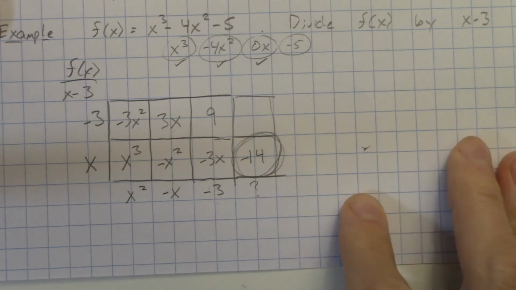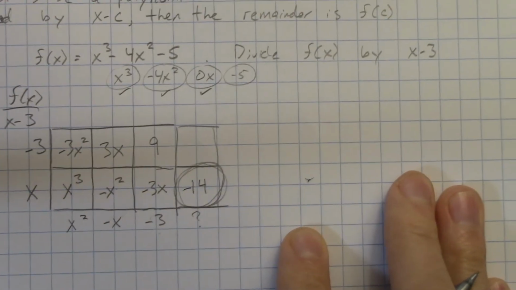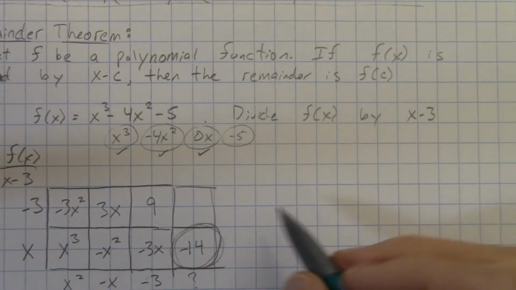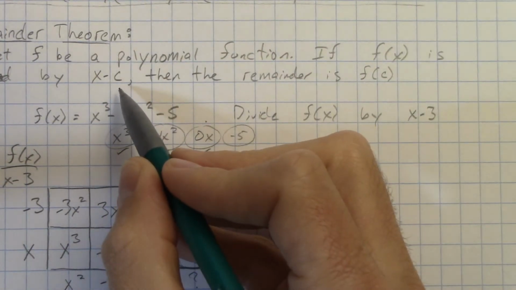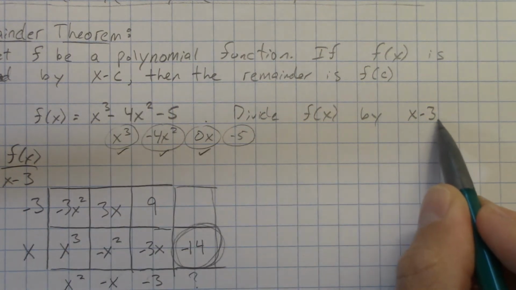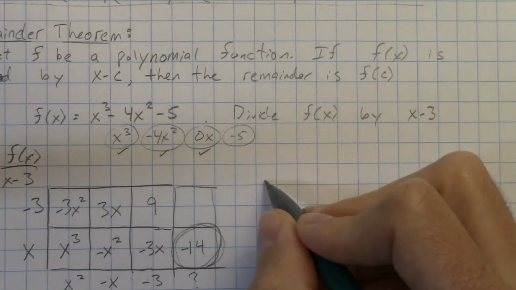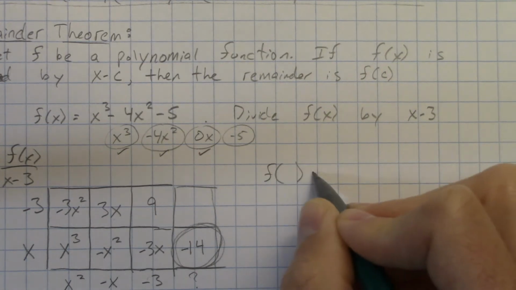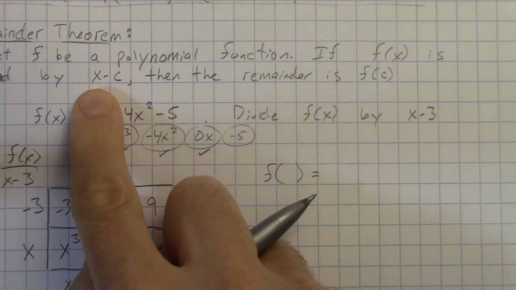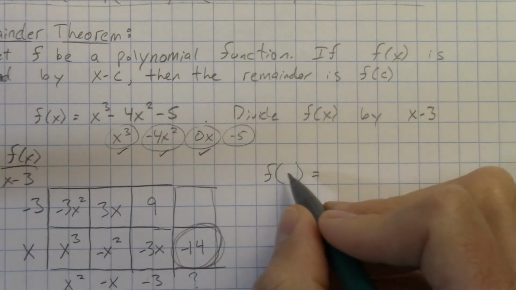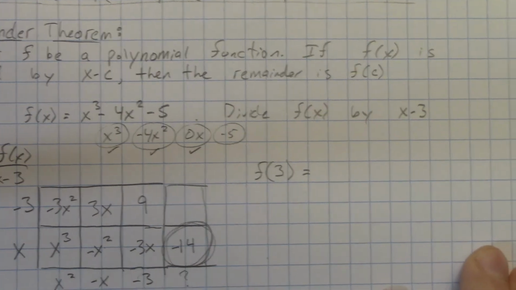Now there's a shortcut to this, and that was the whole point of the remainder theorem. And that says that if it's in this form x minus c, and it is x minus 3, then f of c is going to be the remainder. So let's test that out. What would f of c be? Now it's not negative 3, because it says x minus c already. So it's minus 3, meaning c would be 3 in this case. Well, what's f of 3?